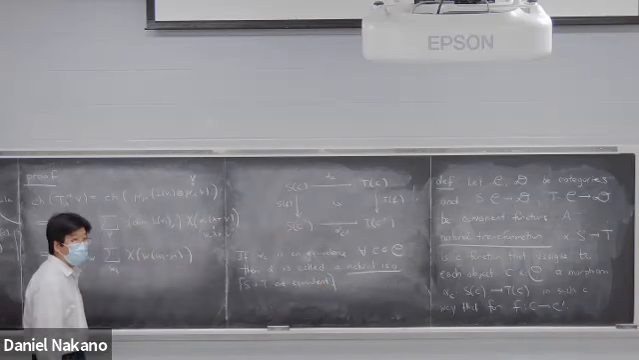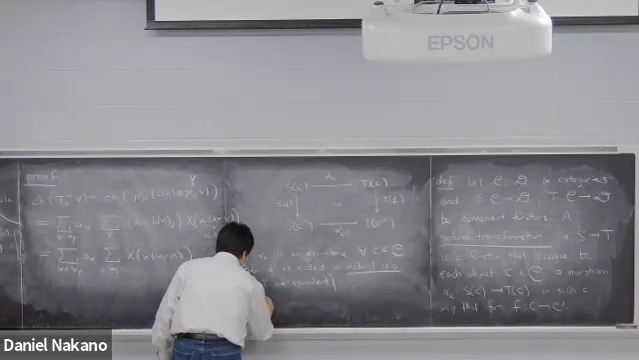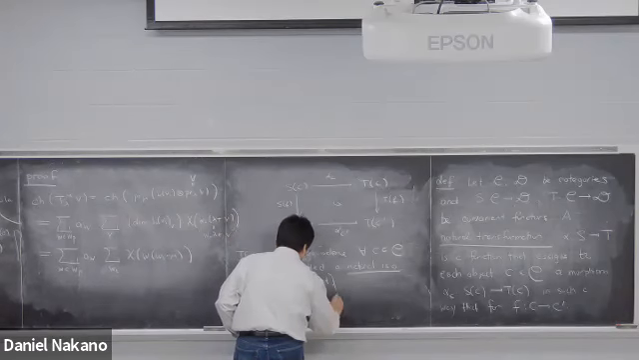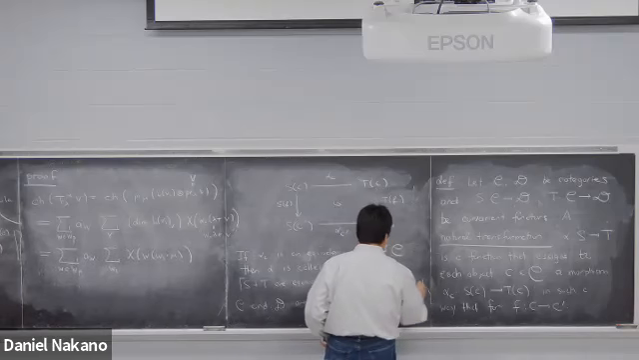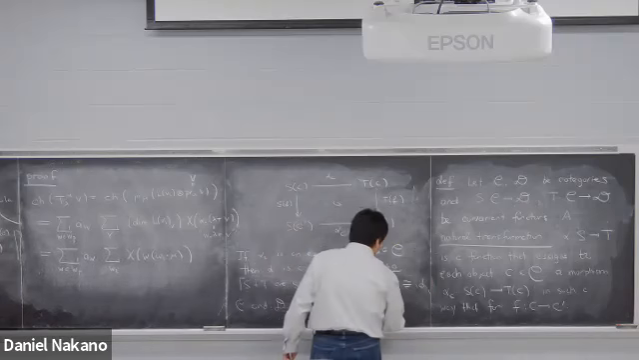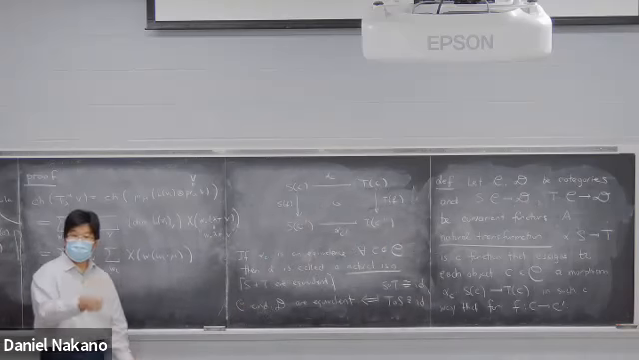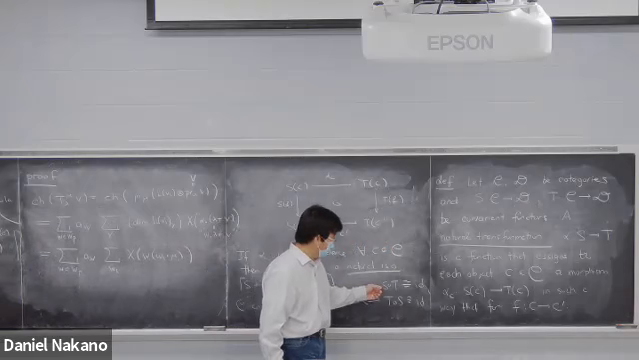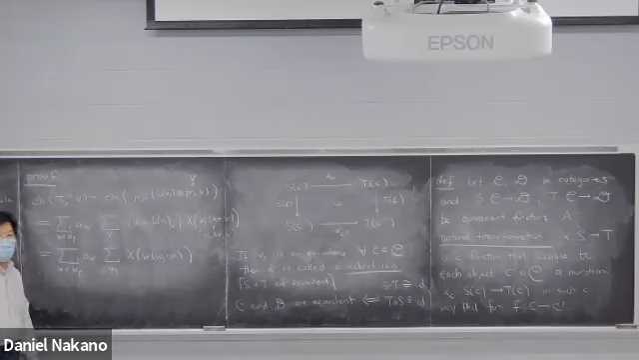Now, the categories script C and script D are equivalent if and only if, when I take S composed with T, this is naturally isomorphic to the identity functor, and then the same with T composed with S. You can just compose the functors to get another functor, and I want there to be natural isomorphisms between this functor and the identity functor. Okay, any questions on this?